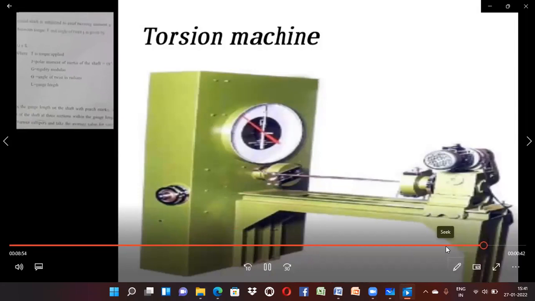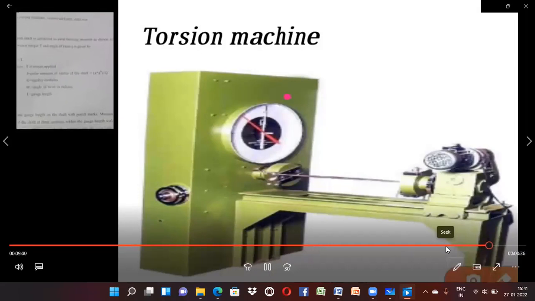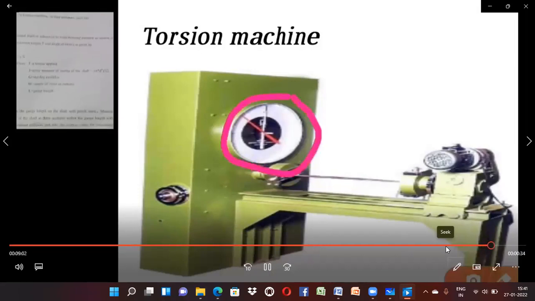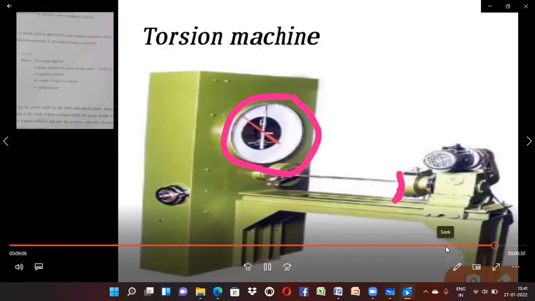So this is a torsion machine. This is a torque meter. Here we have the angle of twist. From this point to this point we keep the specimen.